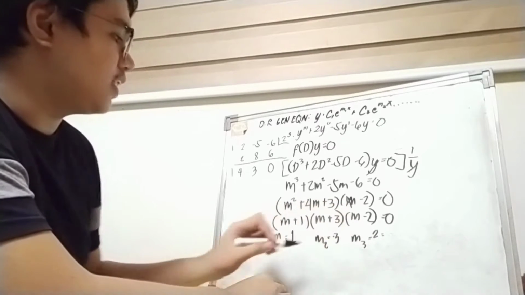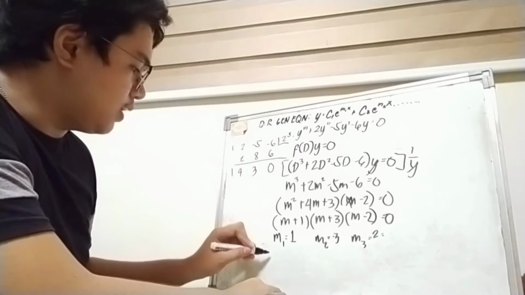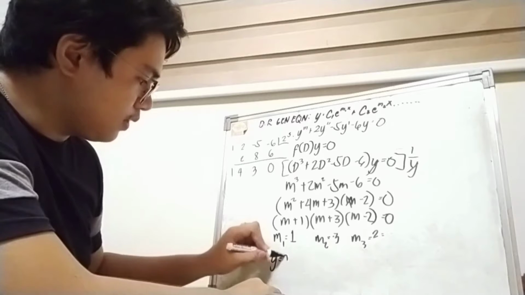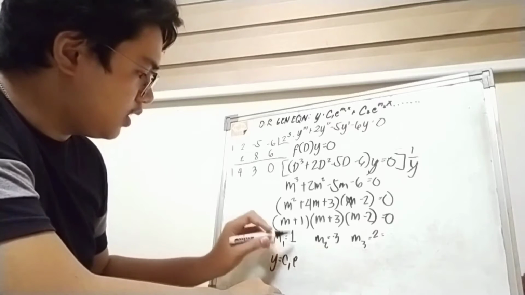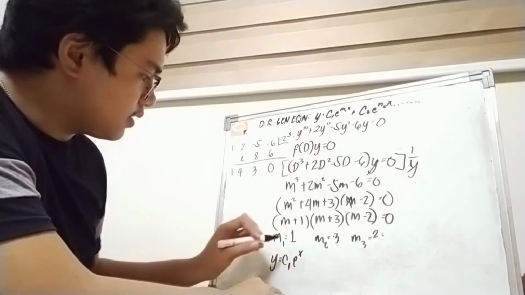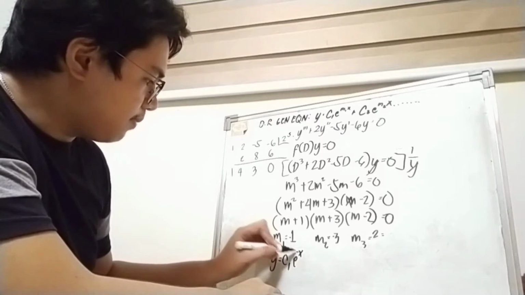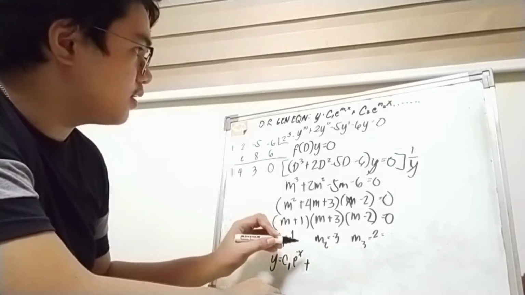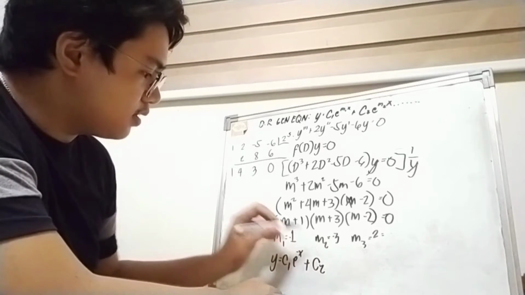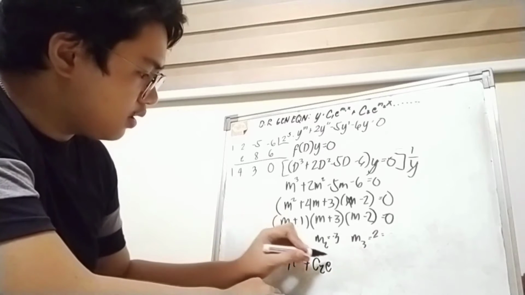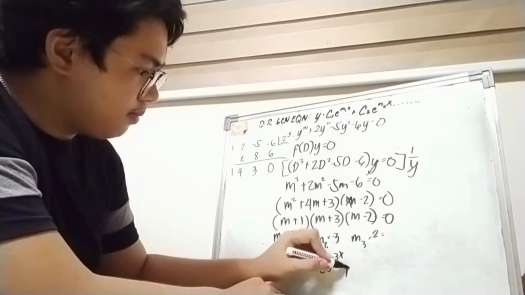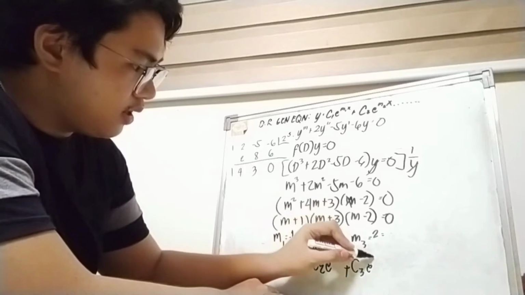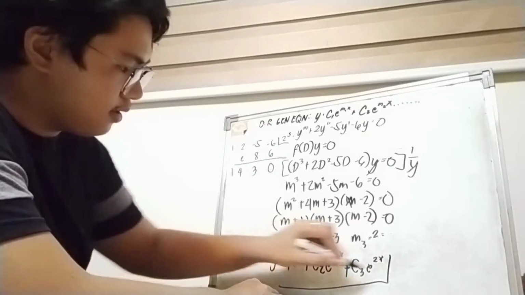So, i-substitute na natin yung mga roots sa pinaka main equation, sa general equation. Y is equals to c sub 1 e raised to negative x, plus c sub 2 e raised to negative 3x plus c sub 3 e raised to 2x. So, yun na yung final answer natin.